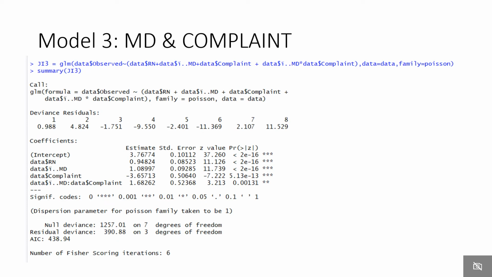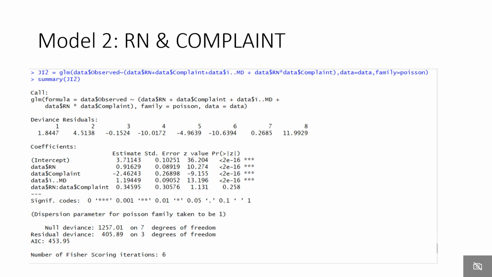The second model is testing the joint independence of MD and complaint. The results show that MD and complaints are associated because it is statistically significant. The final model is testing the joint independence of RN and complaints. The results show that RN and complaints are not associated because it is not statistically significant.